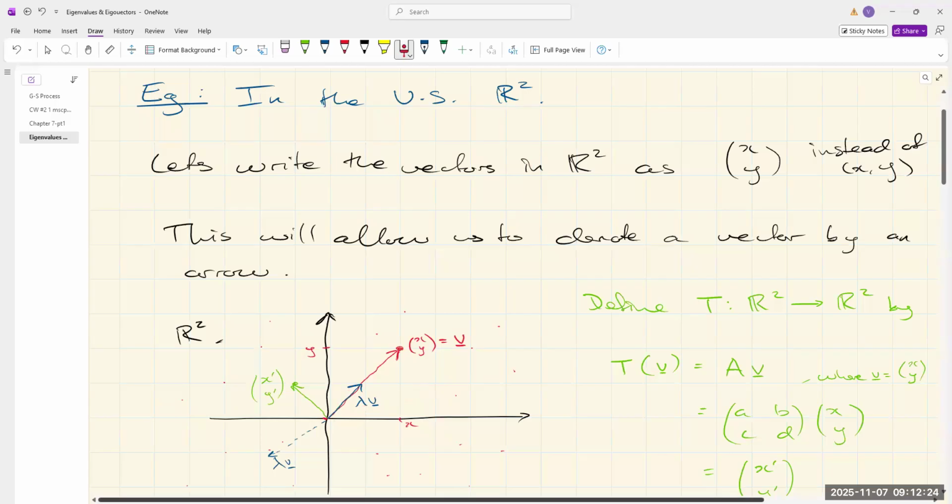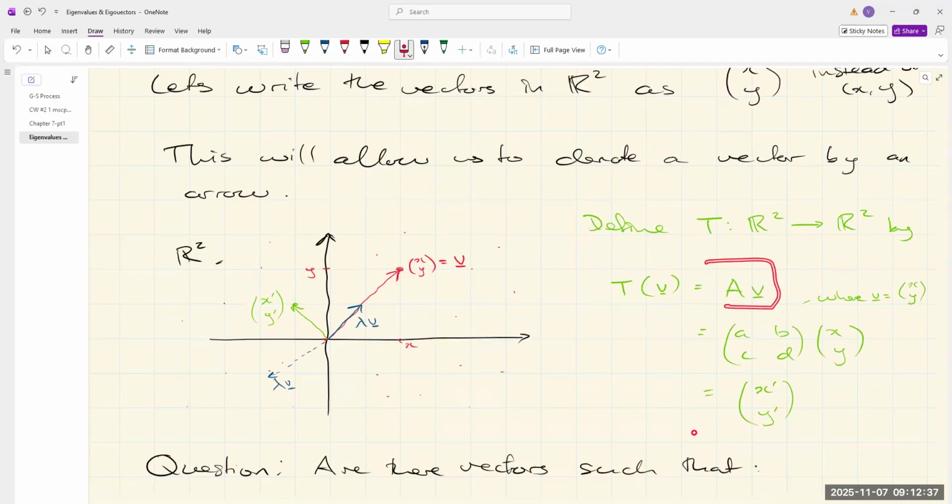But again, all of this holds for any n-dimensional space, for any Rn. I'm just doing 2-dimensional here. And what this multiplication does is it converts this vector xy into a new vector, x prime, y prime. So maybe it moves this vector over here, or maybe it moves this vector up here. But we were searching for special vectors such that when you left multiply by A, the new vector lies on the same line as V, but it's just scaled down or scaled up.